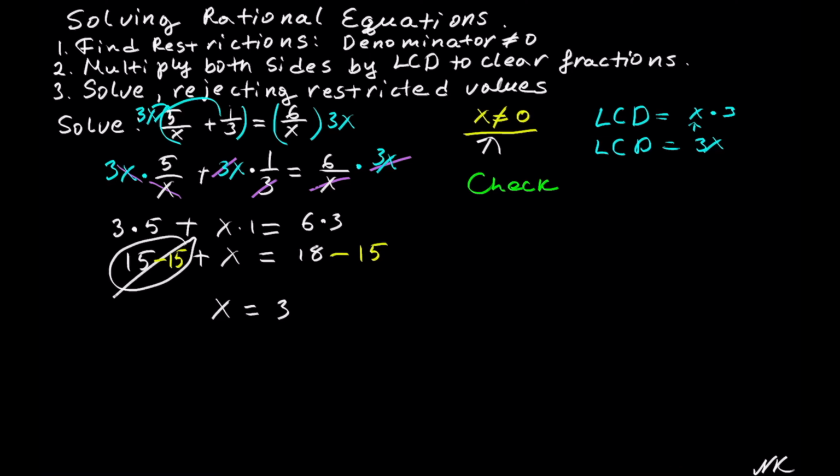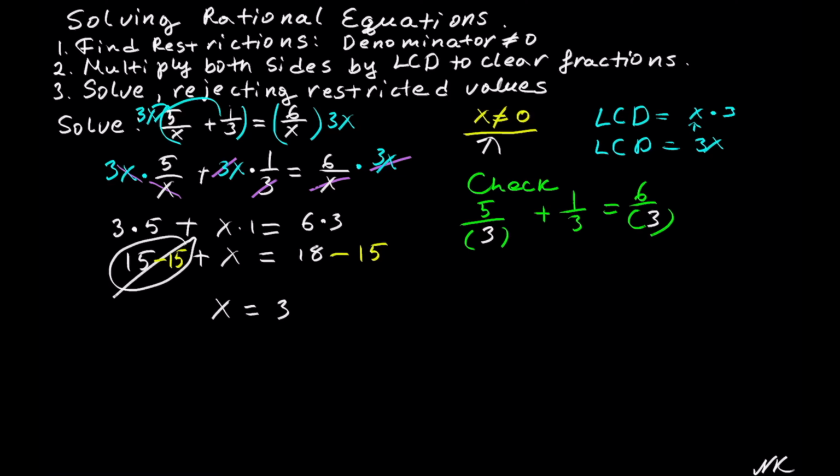Checking will let you know whether or not there is a conflict by plugging this into the 5 over x plus 1 over 3 equals 6 over x. That was our original equation, and instead of x, let's substitute 3. So we will get 5 over 3 plus 1 over 3 equals 6 over 3.